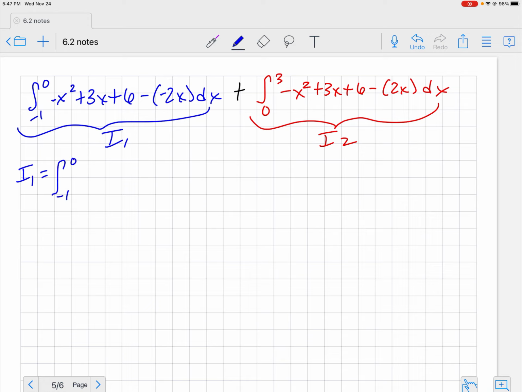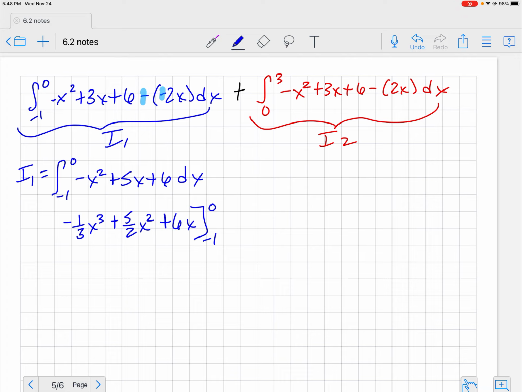And then I'm going to go ahead and distribute that negative sign right here, and then combine those like terms, because I'm not about writing this 50 billion times. So we've got negative x squared plus 5x plus 6 dx. Now I just have a parabola. So integrate that. Here I'm going to add 1. I've got negative 1/3 x cubed plus 5/2 x squared plus 6x, and I'm taking that from negative 1 to 0. Plug your 0 in. Do you see how if I plug a 0 into every single one of these, what are you going to get?